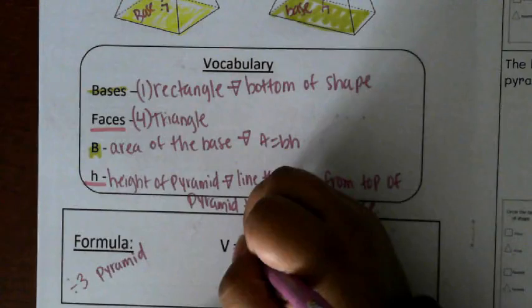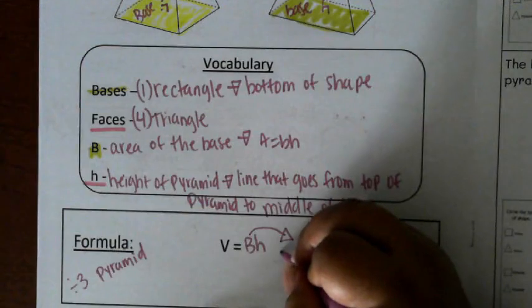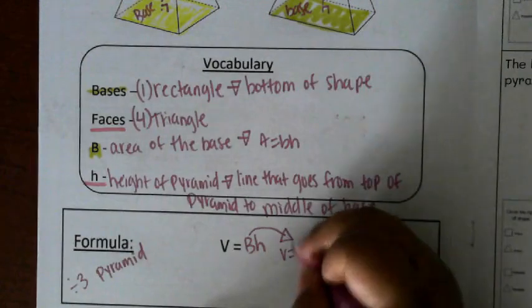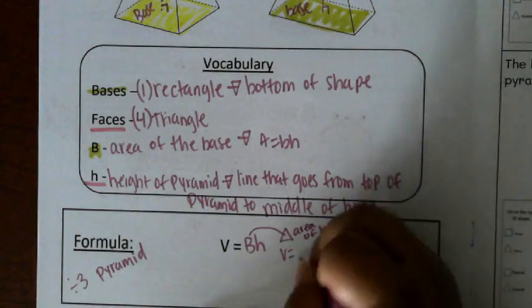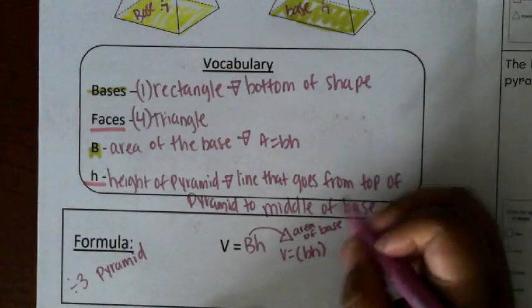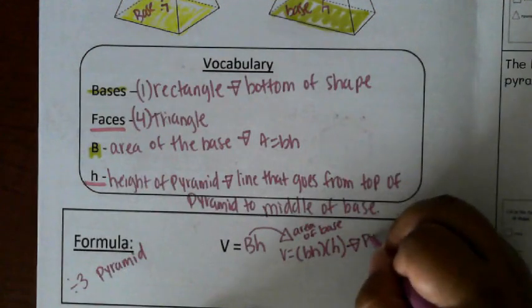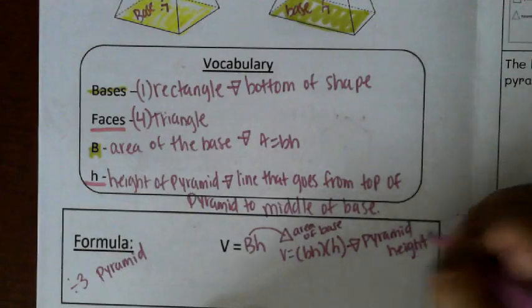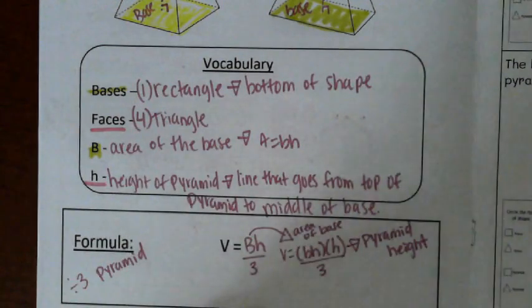Now, the big B, basically what it stands for is the formula of finding the area of a rectangle, which is going to be base times height because it's a rectangle, okay? And we're going to multiply by the height of the pyramid, the H. And then we're going to take all of this and divide by 3. I forgot to write 3 over here too, okay?